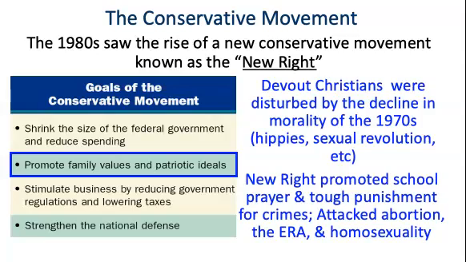What we start to see, and this began really in the late 70s, but really comes to fruition with the 1980 election and into the early 80s, is Christians had been disturbed by the decline in morality of the 60s and 70s, hippies, the sexual revolution, etc. And they saw much of this as destroying traditional family values. The New Right promoted school prayer, tough punishment for crime. They attacked abortion, the Equal Rights Amendment, and the growing open homosexuality movement.